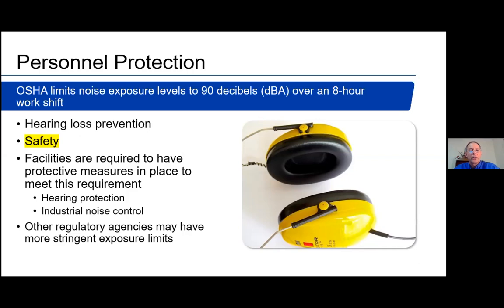OSHA, the Occupational Safety and Health Administration, limits noise exposure to a level of 90 dBA over an 8-hour work shift. However, they also then state that 85 dBA is the action level. And so that creates a little bit of confusion in and of itself. Another one of our national standard organizations, the National Institute for Occupational Safety and Health, or NIOSH, only allows a limit of 85 dBA across an 8-hour exposure period.